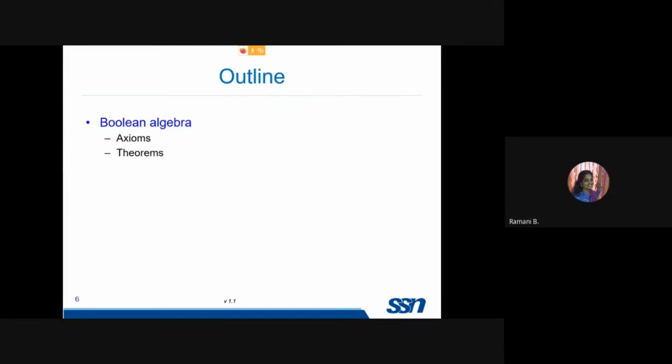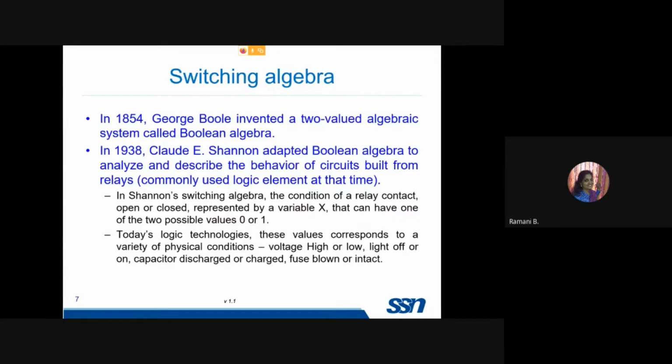So to start with, in 1854, George Boole invented this two-valued algebraic system, and now it is popularly called Boolean algebra. Later in 1938, Claude E. Shannon adapted this Boolean algebra to analyze and describe the behavior of circuits built using relays, because at that period the most commonly used logic element was relays.